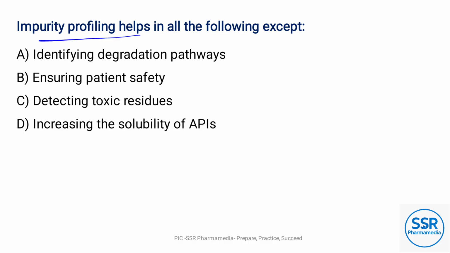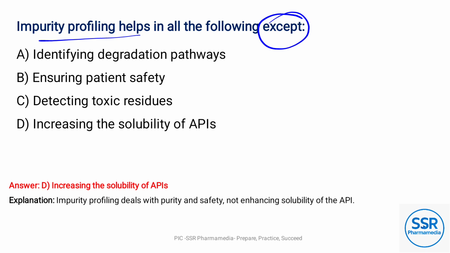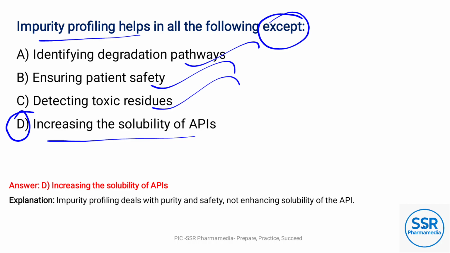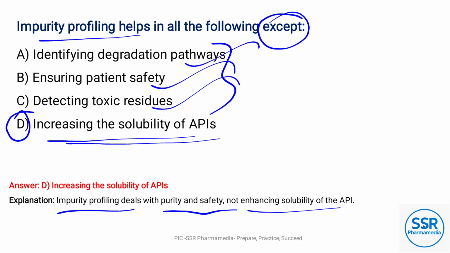Impurity profiling helps in all the following except. Note the word except. So the answer is option D, increasing the solubility of API. The remaining all are part of the impurity profile: identifying degradation pathways, ensuring patient safety and detecting toxic residue. So these all help in impurity profiling except increasing the solubility of the API, active pharmaceutical ingredient. Impurity profiling deals with purity and safety, not enhancing the solubility of the API.